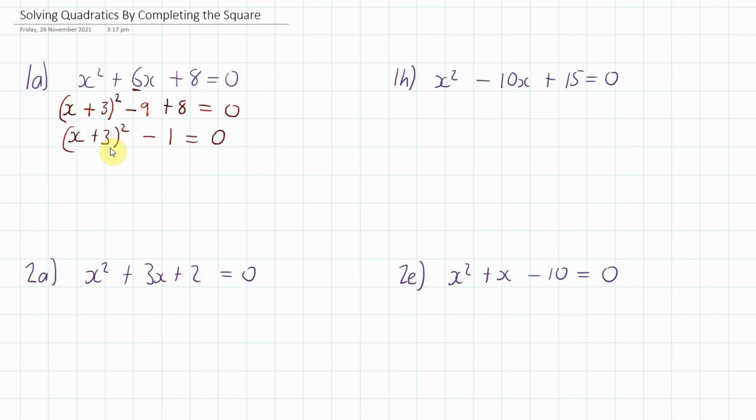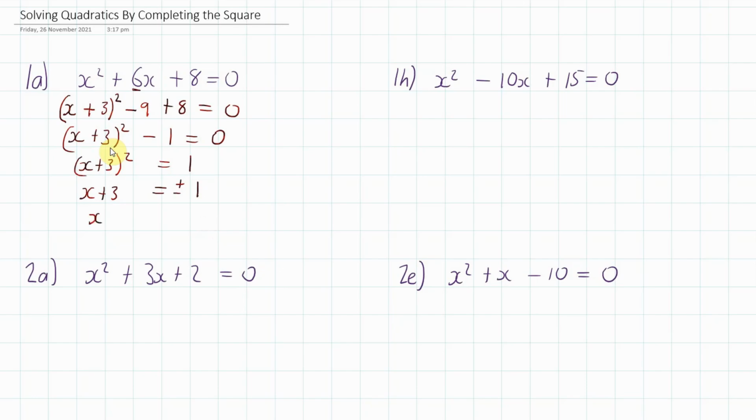Now when we want to solve by completing the square, what we do is we move the number at the end there, that 1 in this case, across to the other side. So we add 1 to both sides. Then we take the square root of both sides. So we'll get x plus 3 on the left-hand side, and we'll get plus or minus the square root of 1. Now, of course, the square root of 1 is actually just 1. So I'll rewrite that as 1.